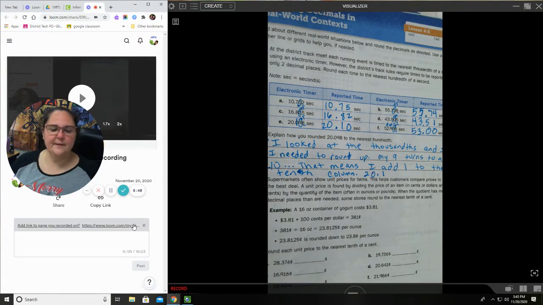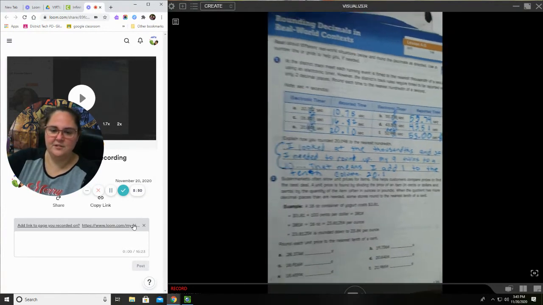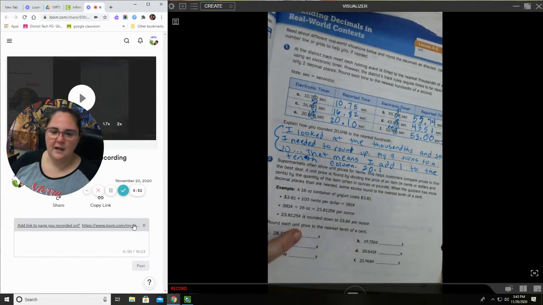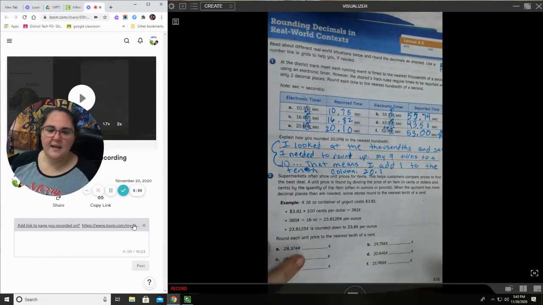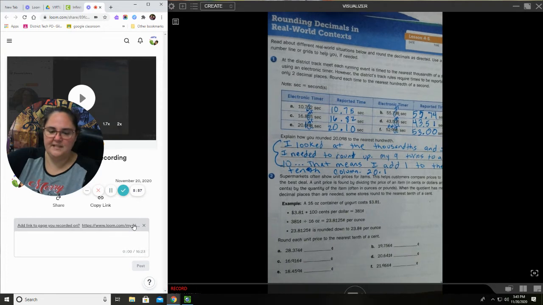That is a good way to explain what you did and why. So I'm going to zoom out just a little bit so you guys can see what I wrote again, just in case you want to write that down. If you need to write this down, go ahead and pause so you have plenty of time to do so.